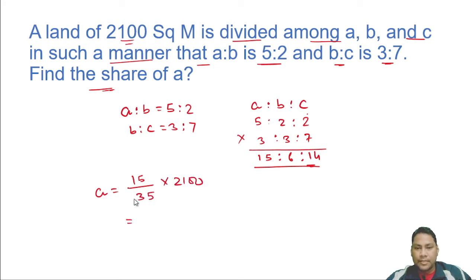Now we will divide 2100 by 35, that is 60. We will multiply 15 and 60, that becomes 900 square meter. Now the share of A will become 900 square meter. Let us solve another problem.